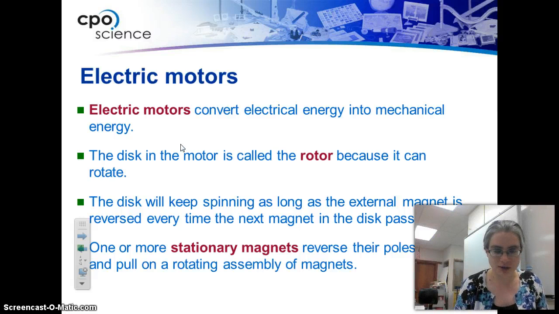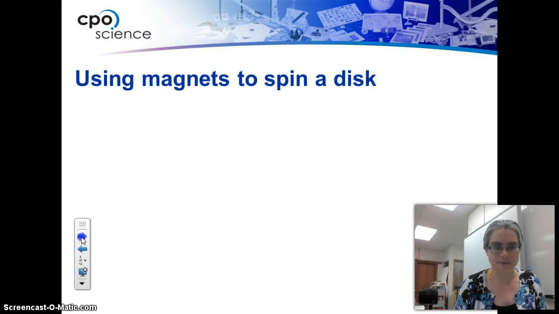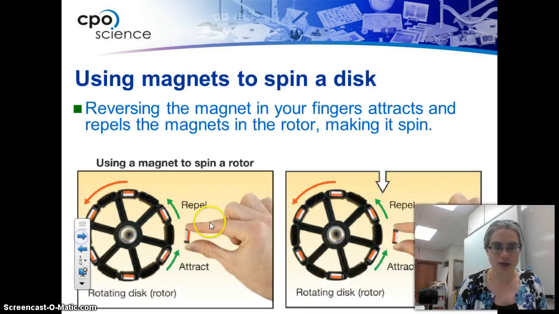One or more stationary magnets reverses their poles to push and pull on a rotating assembly. So here we've seen these stationary magnets moving, but you could also have a current, an alternating current, with a wire going through that, and you would get the same effect.